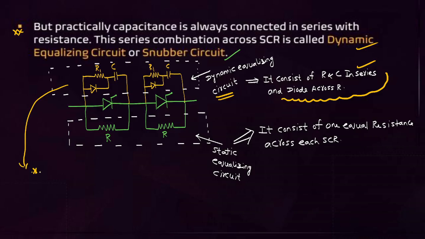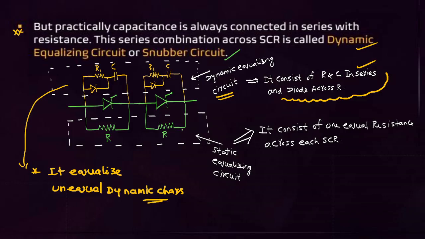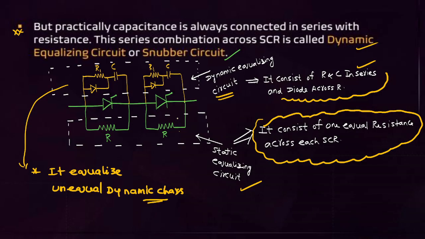This is important. The dynamic equalizing circuit equalizes unequal dynamic characteristics. The static equalizing circuit equalizes the static characteristics. What does the static equalizing circuit consist of? These are two important observations. A static equalizing circuit consists of one equal resistance across each SCR.